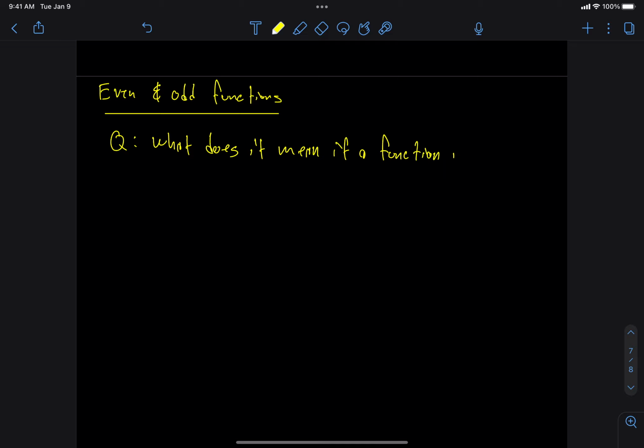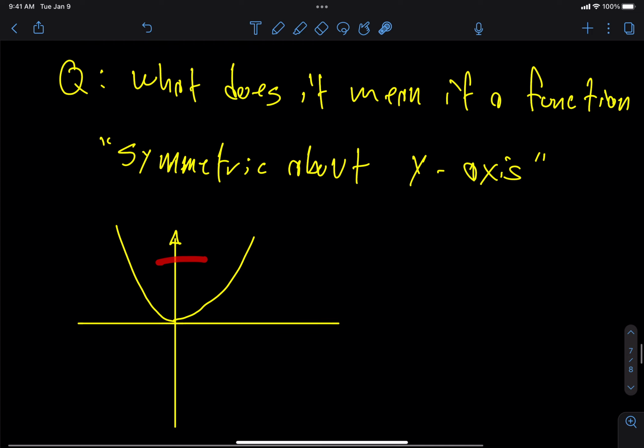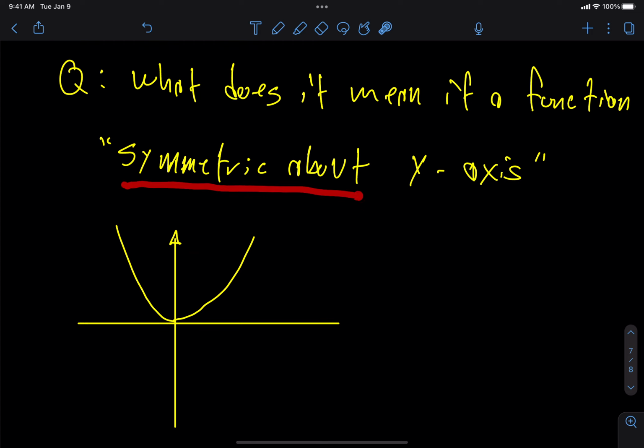Question for the class. Symmetrical over the y-axis. So I hear symmetric about the y-axis. Okay, so in other words, it looks symmetric about the y-axis. The y-axis is the one that goes up and down. So if we're symmetric about the y-axis, then maybe it could look something like this, right? This could be an even function. How can we tell that it's even from looking at the graph?